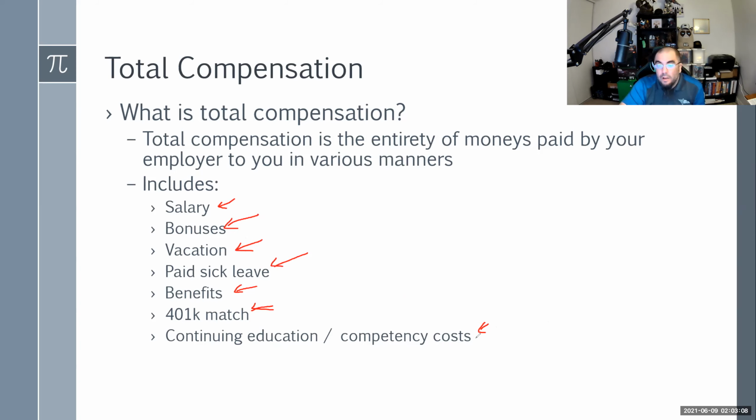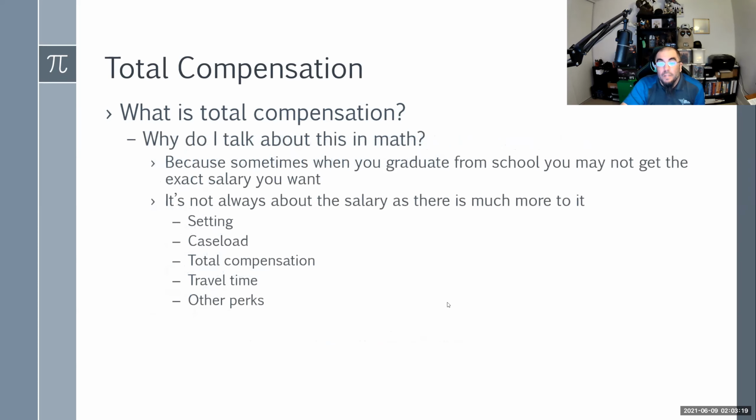The reason I'm talking about this is because maybe a job might not pay the best in salary, but man, if their benefits are awesome, it may be worth taking that job over another job. So why do we talk about this math? Because when you graduate from school, you may not get the exact salary you want. Salaries are based upon many things: the setting, the caseload, total compensation, travel time, and other perks. Obviously, we'll talk about it, but some facilities pay more, right? SNFs typically pay a little bit better, while outpatient pays a little bit less.